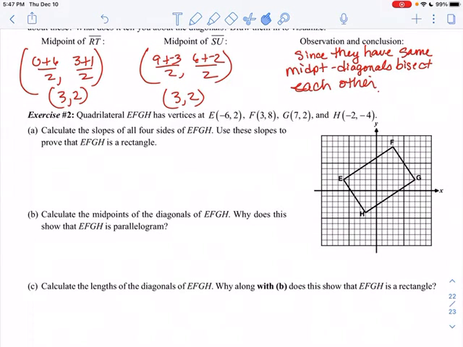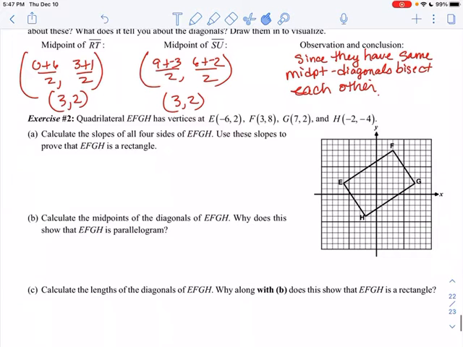I want to calculate the slopes of all 4 sides, and I'm going to use these slopes to prove it's a rectangle. So I want to show that EFGH is a rectangle. A rectangle is a parallelogram with one right angle. And again, we'll talk about these properties more in the next unit as well. So basically, I'm going to show it's a parallelogram by doing the slope 4 times. And then I'm going to show it's a right angle also by the slope.